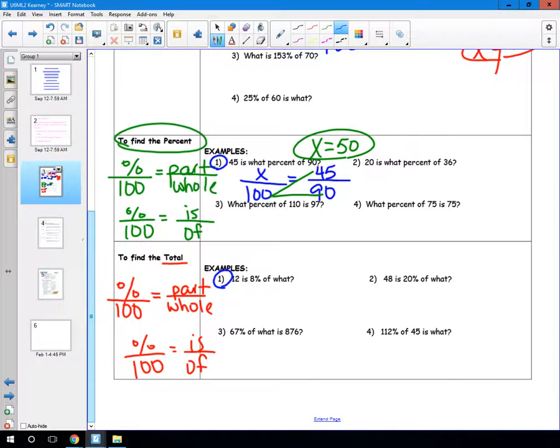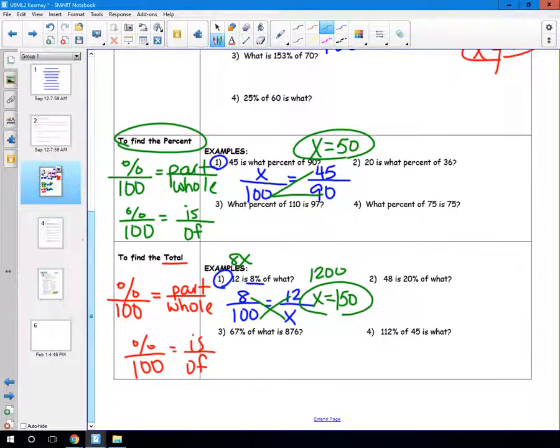So for me, I always look for the percent because that's easy for me. I know percent it goes over 100. So 8%, so 8 over 100. And it says 12 is. Remember the keyword is my part. 12 is the part of the whole. We don't know the whole, so we're going to put an X here. And yet again, we're going to use the exact same strategy. We're going to multiply 100 times 12 and get 1,200. 8 times X is 8X. And we're going to take 1,200 and divide by 8. And when I do 1,200 divided by 8, I get 150.